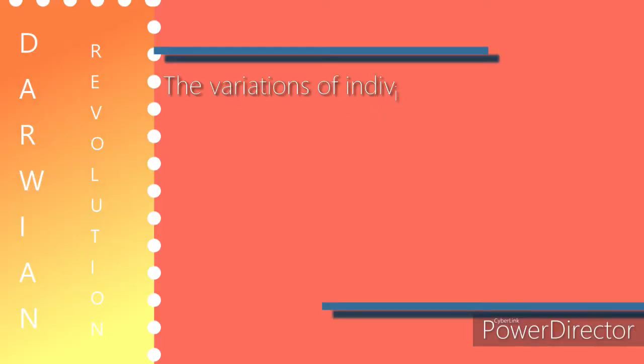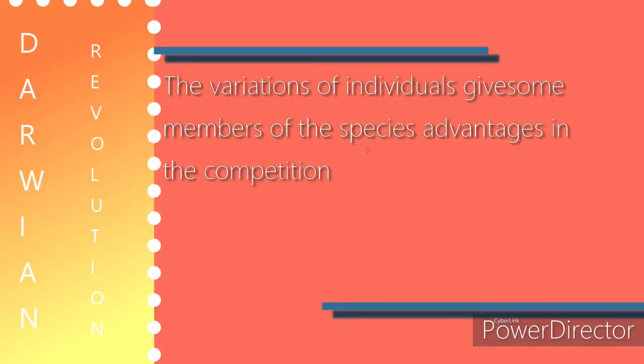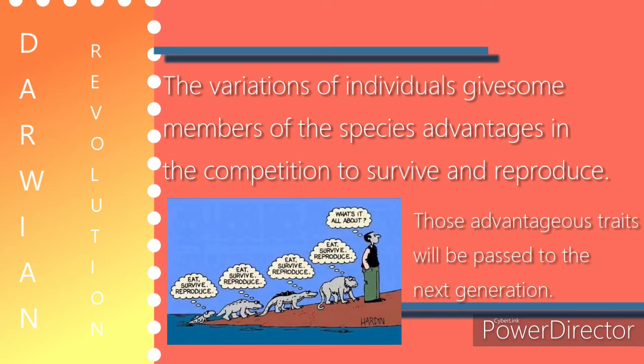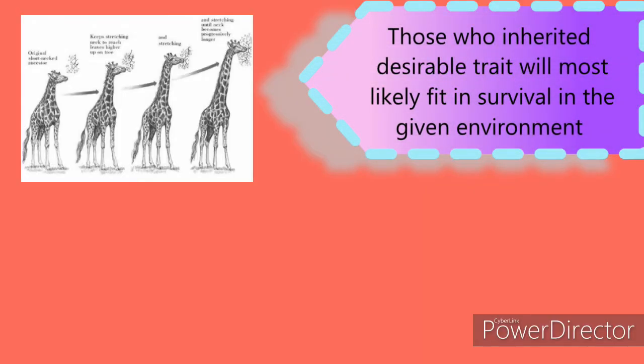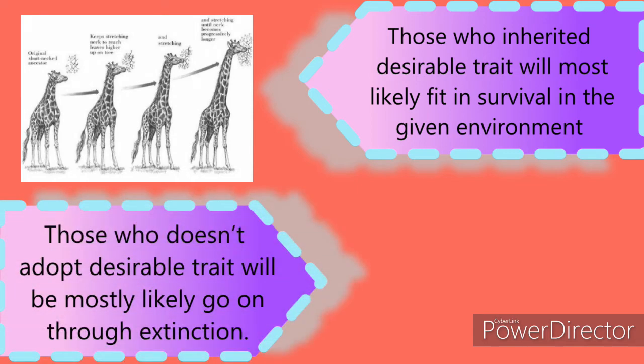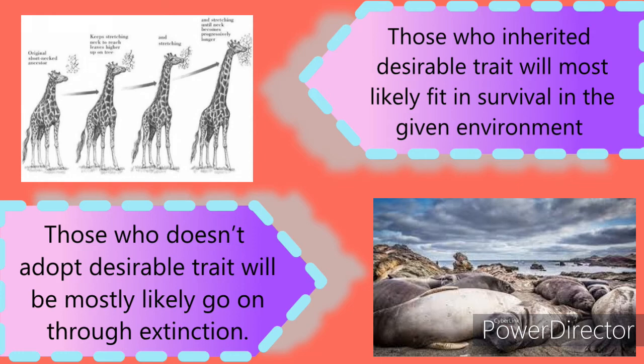The variations of individuals give some members of the species advantages in the competition to survive and reproduce. Those advantageous traits will be passed to the next generation. The gist of this theory was that those who inherited desirable traits will most likely succeed in survival in the given environment, and those who don't have desirable traits will most likely go on to extinction.